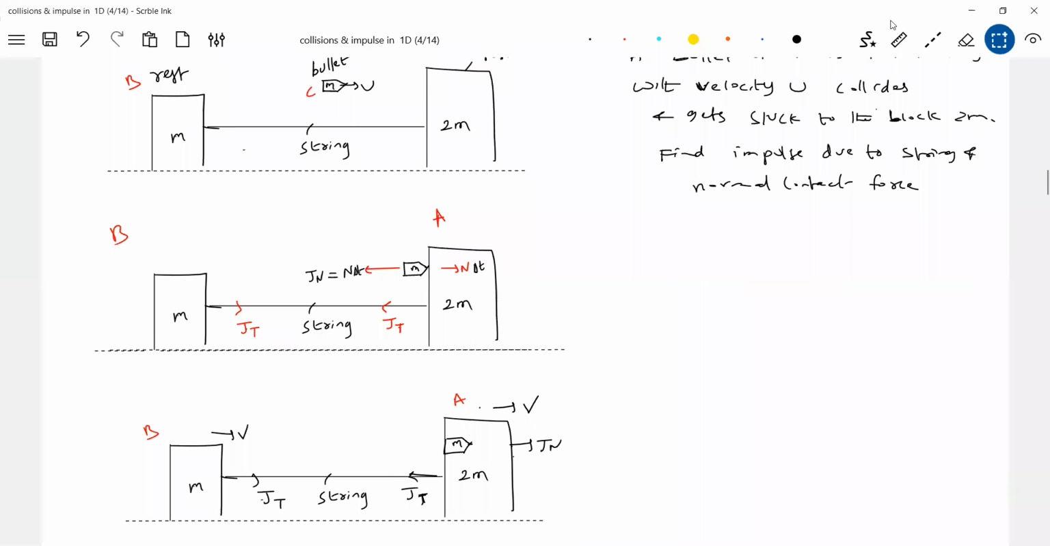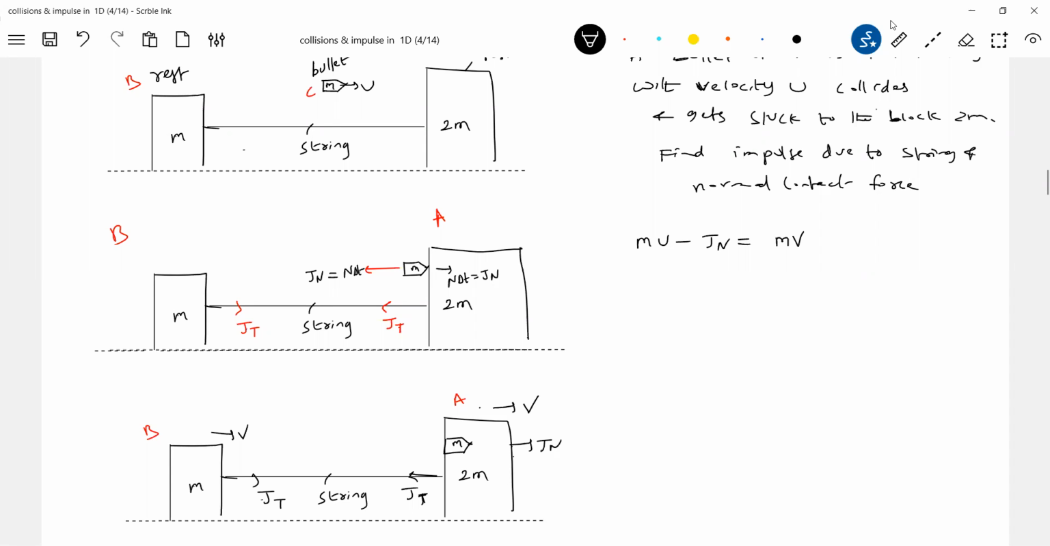Let's write, seeing all three diagrams. What was the initial momentum of the bullet? mu minus Jn. Look at the Jn, how it will act opposite to the motion of the velocity of the bullet. Jn, this also. Finally, the bullet will move with the velocity of block A. So this should be equal to how much? mv. We don't know v, so we can't predict the Jn.